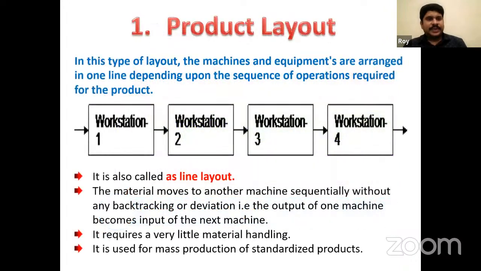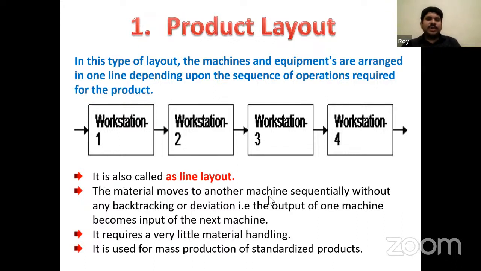Now, product layout. Listen to this. The product layout is the layout where machines and equipment are arranged in one line depending upon the sequence of operations required for the product. Listen to this carefully. If these workstations or machineries are in a single straight line, one after the other, depending upon the sequence of operations, workstation 1, workstation 2, workstation 3, then we call it a product layout. Remember that. And all these things will be in one line, a line layout, right?